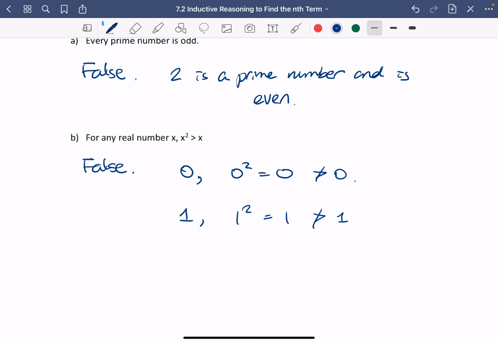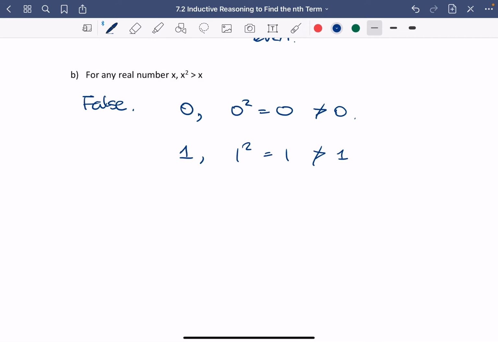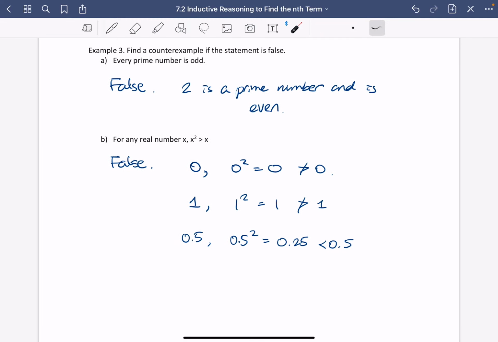itself. And then we can also have something like 0.5. 0.5 is a real number. It satisfies the condition, right? But 0.5 squared is equal to 0.25. Is 0.25 greater than 0.5? No, of course not. 0.25 is less than 0.5. So these are the counterexamples that can be used to prove that this statement is false.